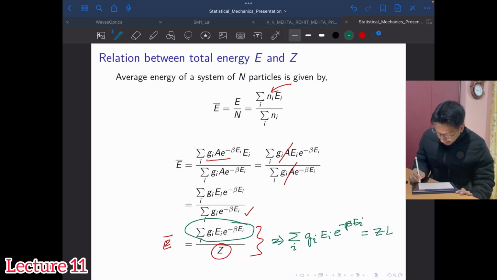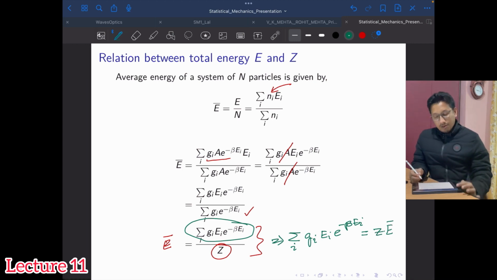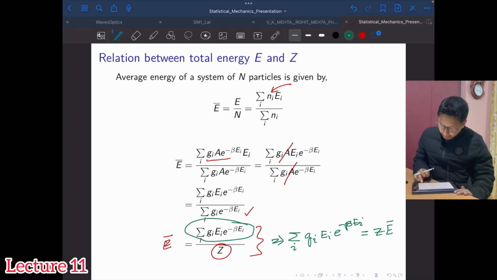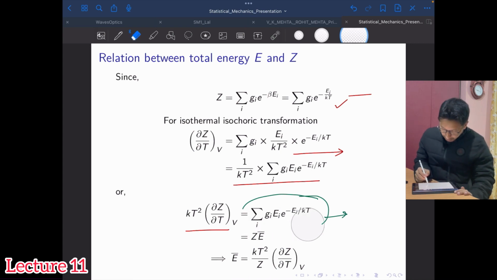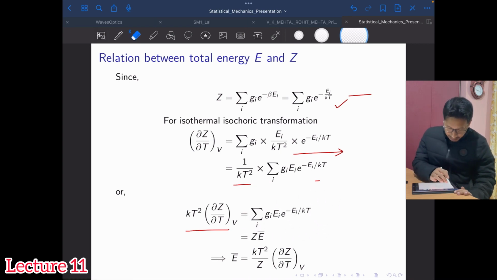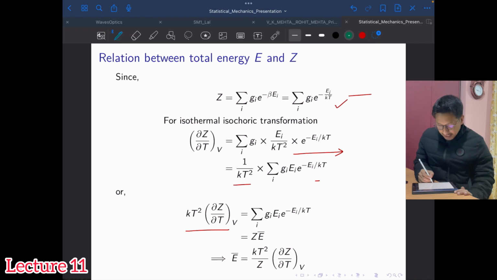Z times E bar, or the average energy for this purpose, right? So then I will be having, on the right hand side, Z and E bar. So the average energy here is given by this expression.